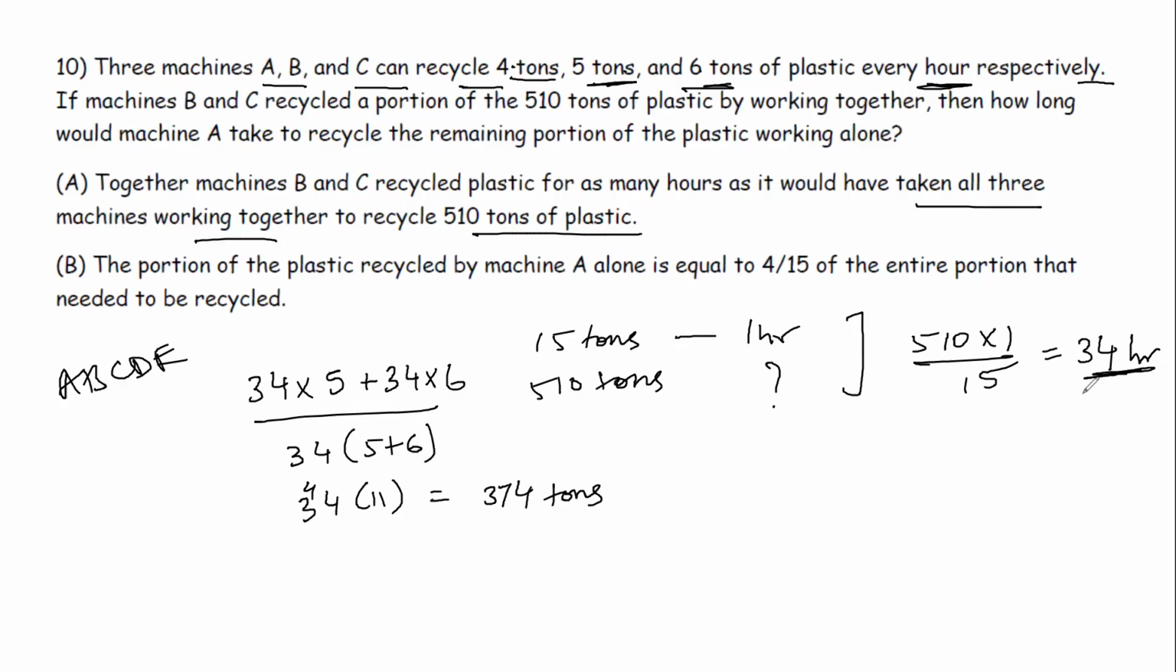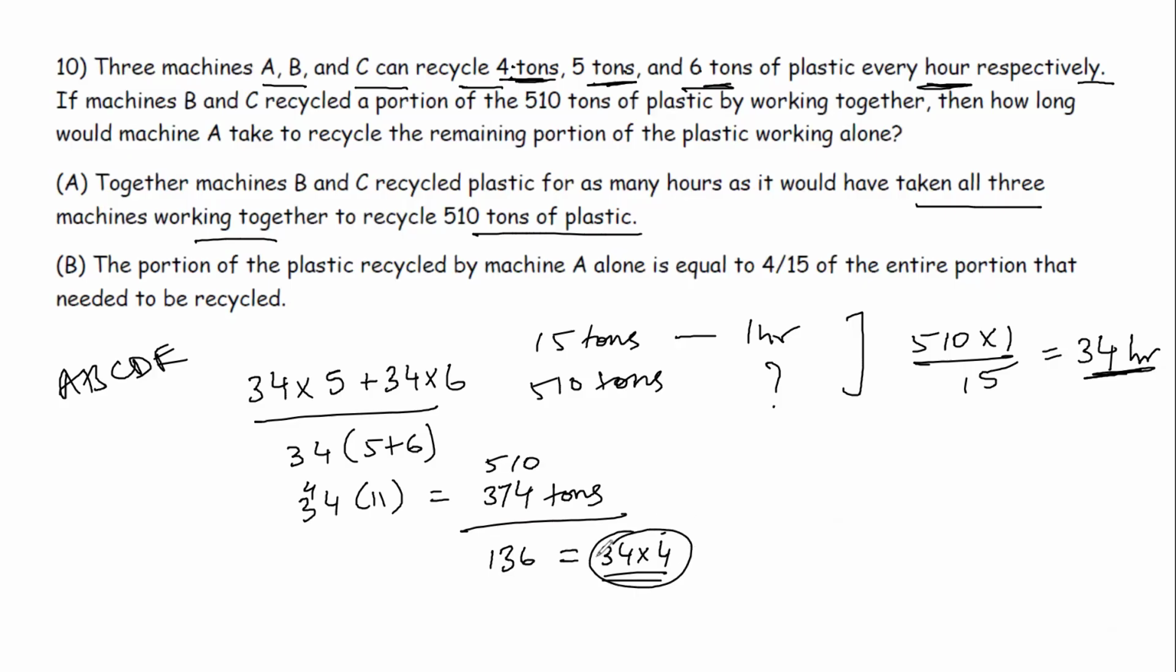All right. So as you can see that 34 is taken by all three of them, 34 is taken by B and C. So whatever is remaining is the 34 times 4 part only, right? So we'll just do the math quickly. 510 minus 374 is 136. Now, what I was trying to tell you is that this is nothing but 34 hours into 4. That's what I was trying to tell you, right?